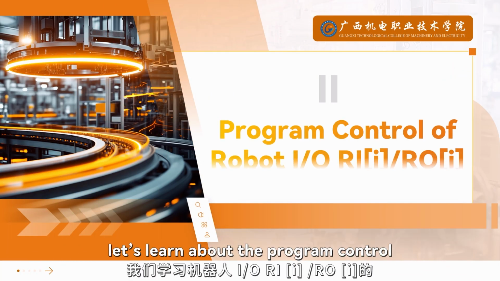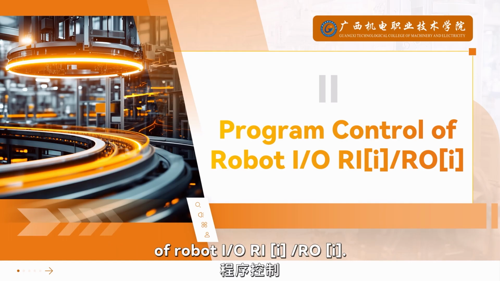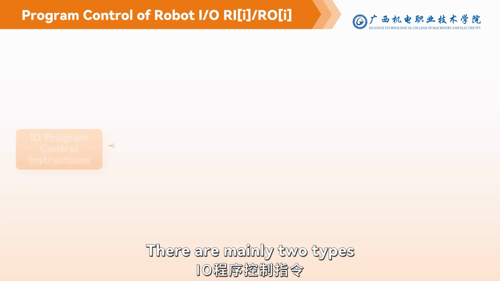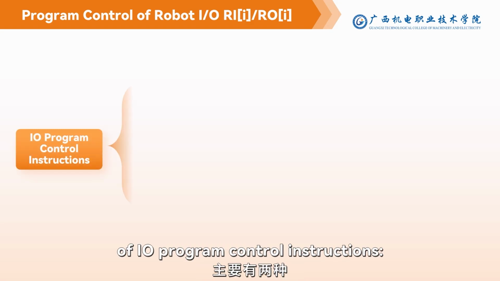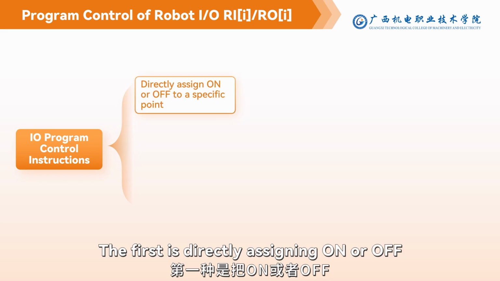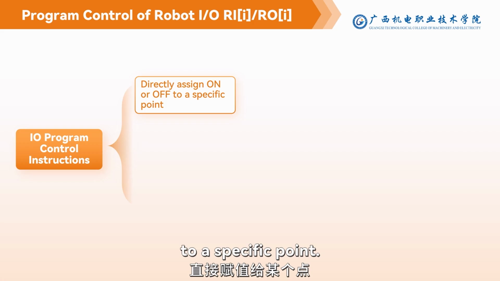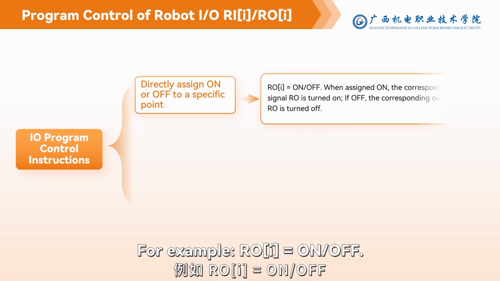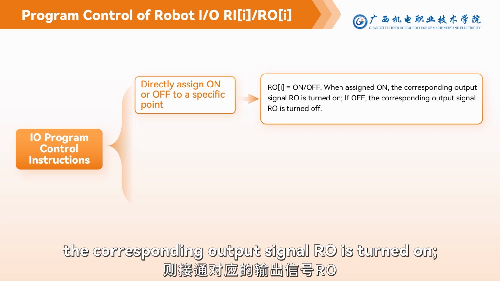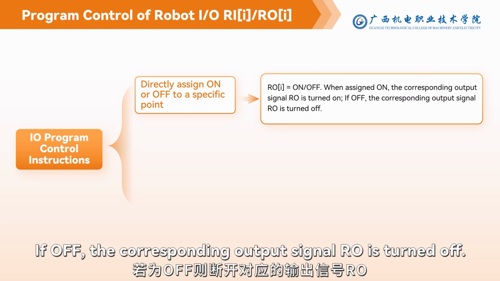Next, let's learn about the program control of robot I/O RI/RO. There are mainly 2 types of I/O program control instructions. The first is directly assigning on or off to a specific point. For example, RO equals on or off. When assigned on, the corresponding output signal RO is turned on. If off, the corresponding output signal RO is turned off.